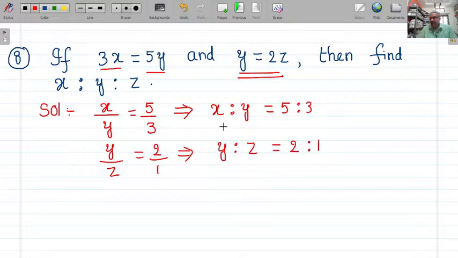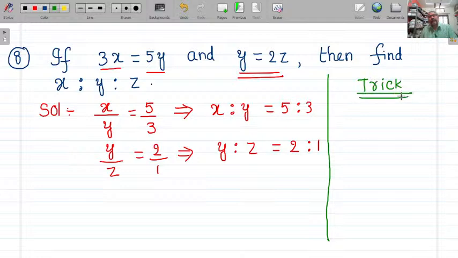That means indirectly we know the x is to y and y is to z, so that we can find out x is to y is to z. So here we can apply the trick. What is the trick we need to apply? That is also called the super shortcut. So 5 is to 3 and then 2 is to 1. So my dear students, you need to multiply like this, right? So now multiply and tell me your answer.